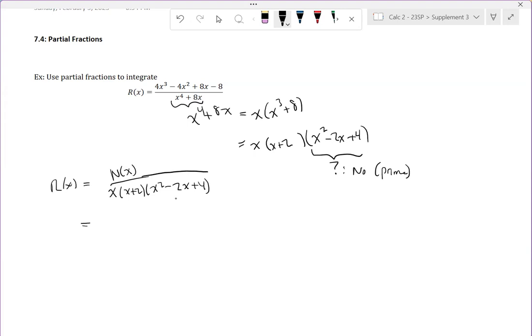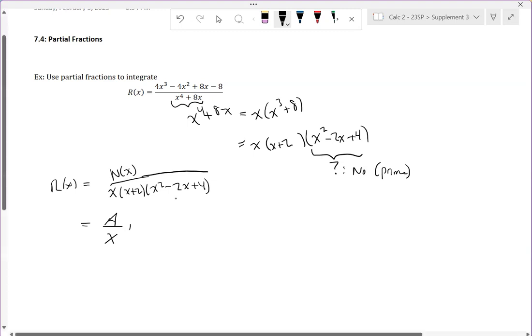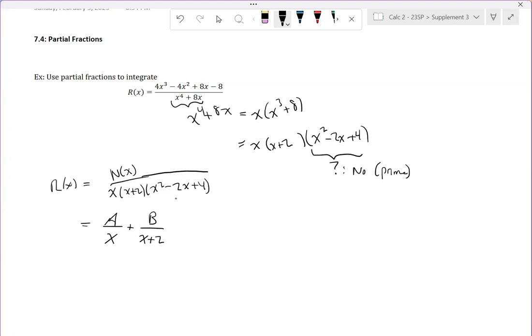So this n of x over this denominator is going to be a constant over x plus, for our next one, we have x plus 2 in the denominator. A linear in the denominator, we have a constant in the numerator. And for our third bit, we have a quadratic in the denominator. And in the numerator, we need a linear then, cx plus d. So we want to find a, b, c, and d now.